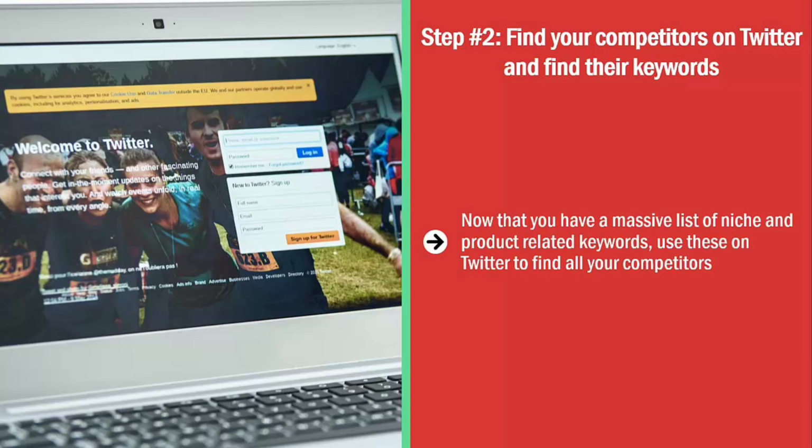Now that you have a massive list of niche and product-related keywords, use these on Twitter to find all your competitors. Get as many of them as possible. Next, look at the hashtags that they normally use with their posts and copy and paste them into a file. Get as many of them as possible.